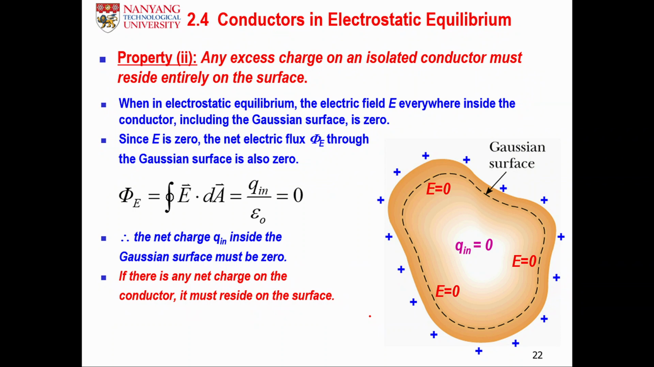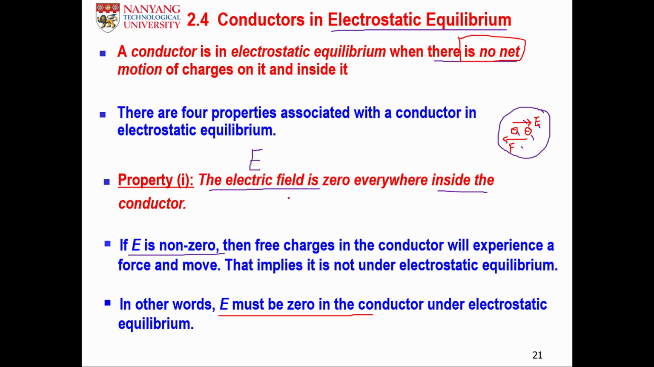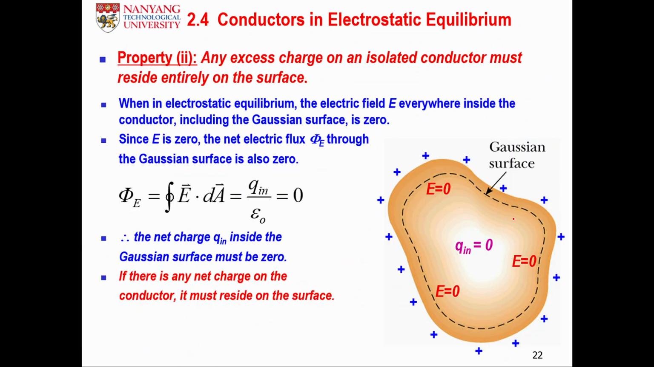And the second property is, if the conductor carries any amount of charge, then all that electrical charge can only stay on the surface. So any excess charge on an isolated conductor must reside entirely on the surface. So how do we understand this? If we look at this kind of conductor, based on the first property, we already know anywhere inside the conductor, E is zero, right?